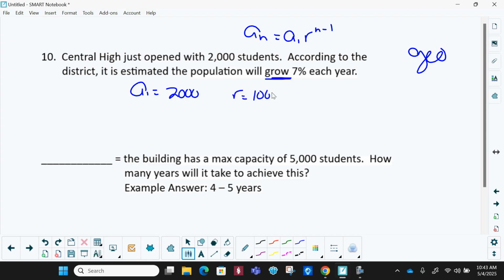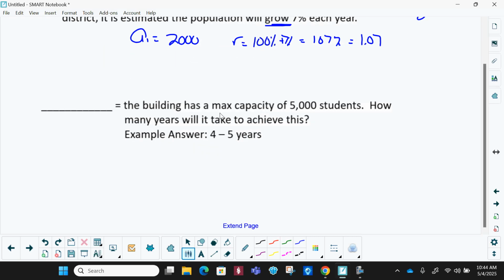so let's always start off with 100%. And we're growing, so we're going to add 7%, sorry. We're going to get 107%. We do need this as a decimal, so it's 1.07. Okay. So this is just like the car problem we had. So AN equals 2,000 times 1.07 to the N minus 1.